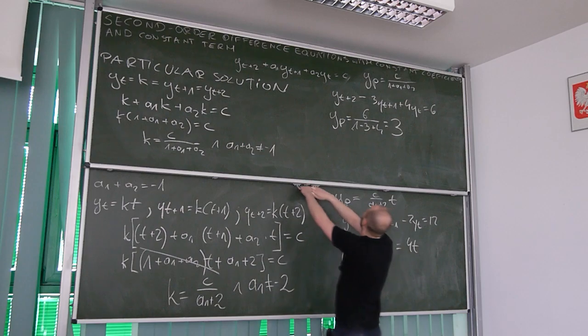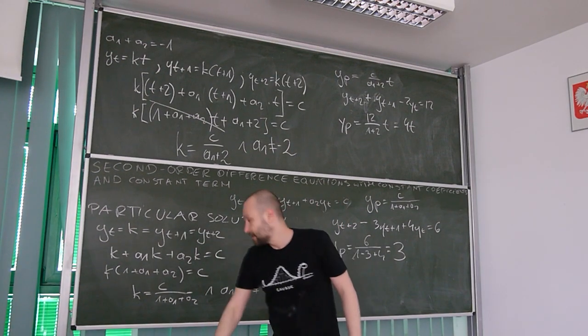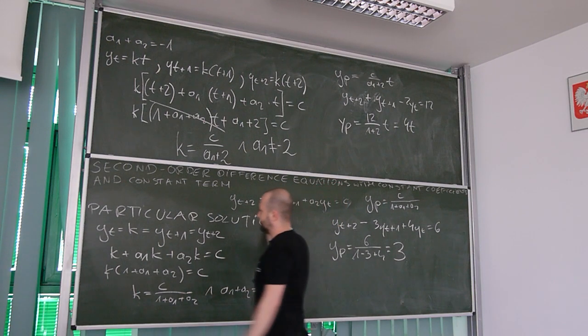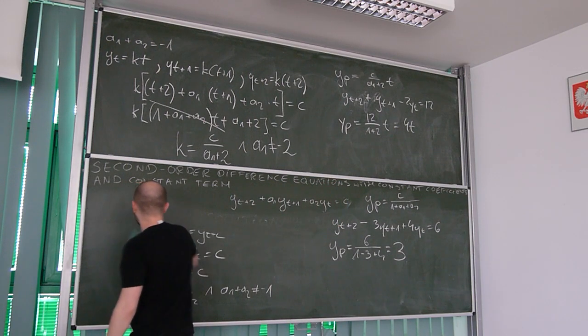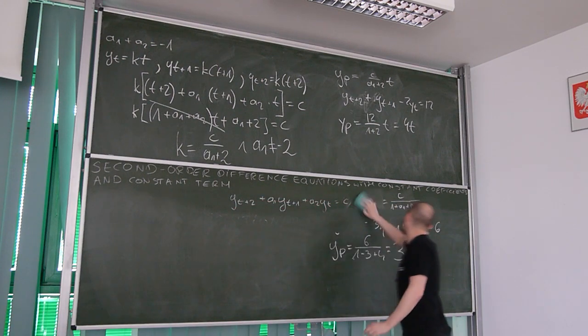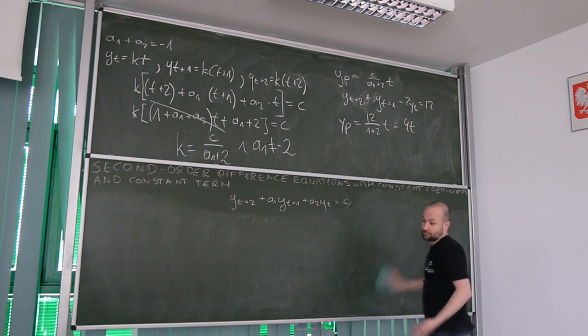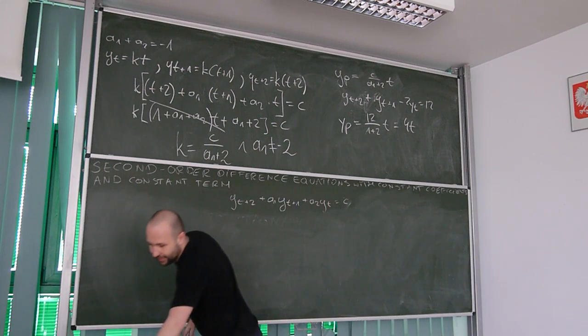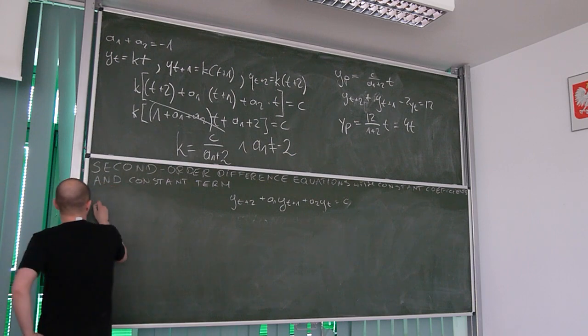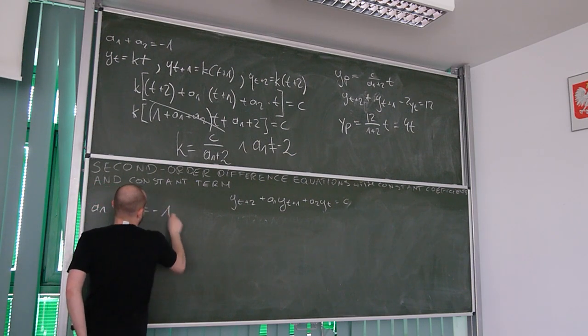Okay, so now what happens if we have a situation where not only a1 + a2 is equal to -1, but also a1 is equal exactly to -2, I'm sorry.